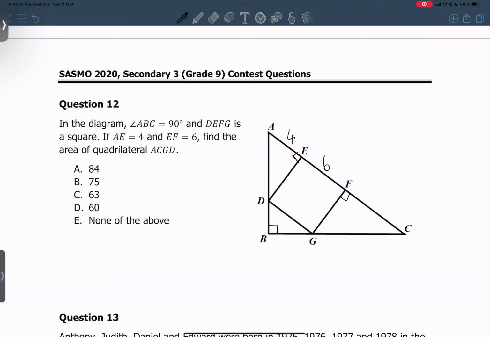In the diagram, angle ABC is 90 degrees and DEFG is a square. If AE equals 4 and EF equals 6, find the area of quadrilateral ACGD.